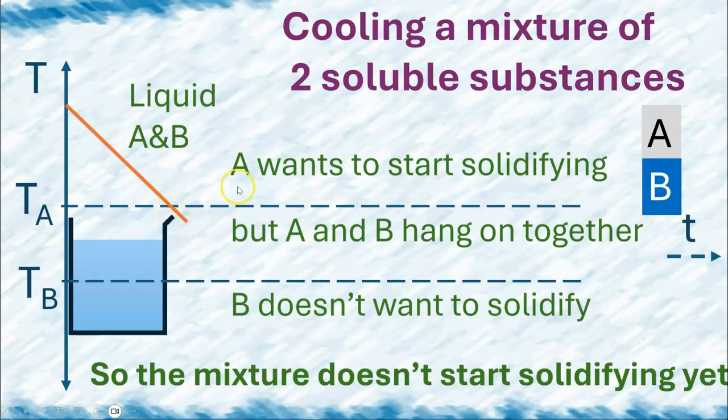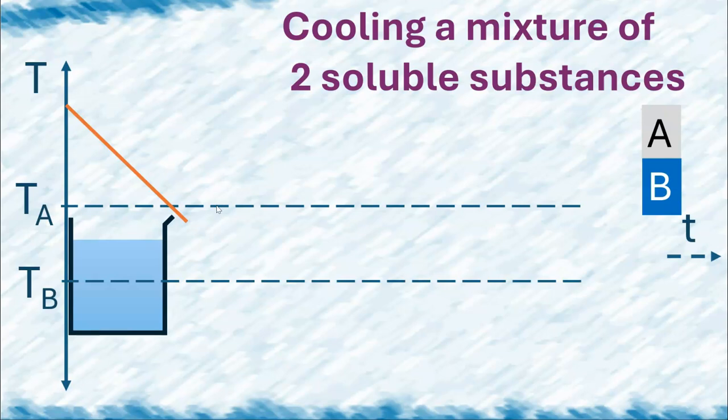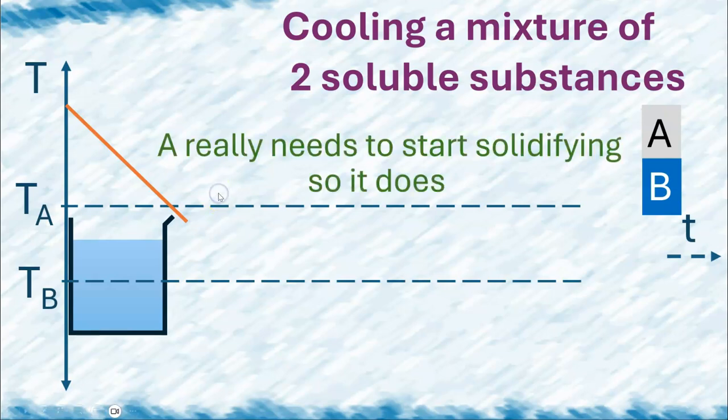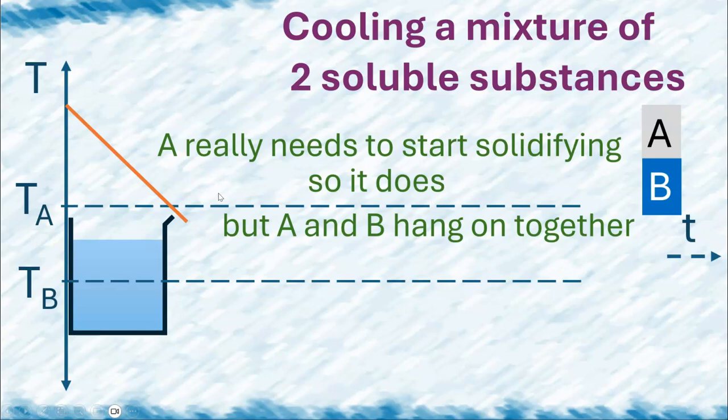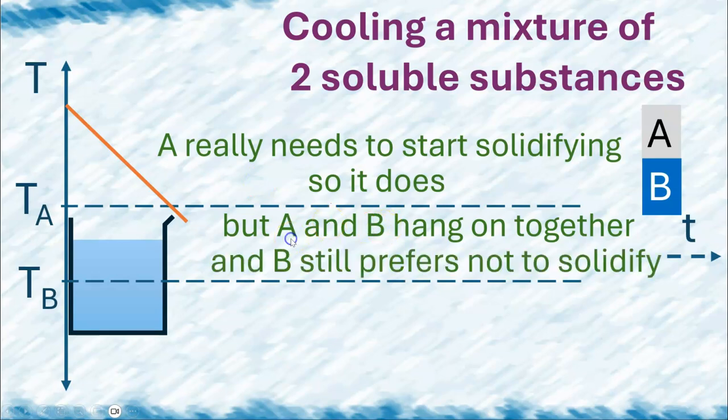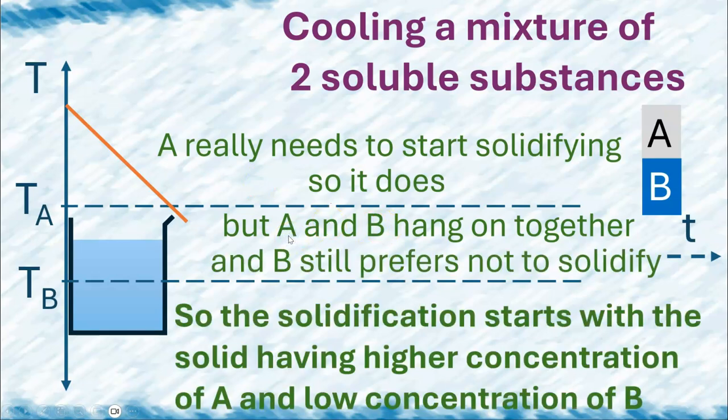But eventually there is too much A there, and A says, I need to start solidifying at some point in time. So it does start solidifying, but it doesn't solidify alone. It grabs onto some B with it. So A and B start solidifying together, but not much B, because B doesn't want to solidify yet. So A with some B starts solidifying, and the process continues from there. The solidification starts with a solid having a higher concentration of A and some little bits of B in there.